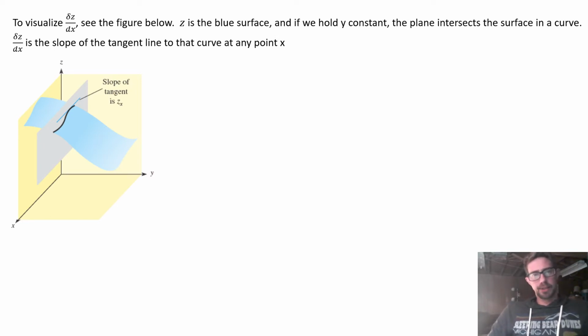So look at the graph to visualize the derivative of z with respect to x. So z is that blue curvy surface. If we were going to graph z, that's what it would look like.